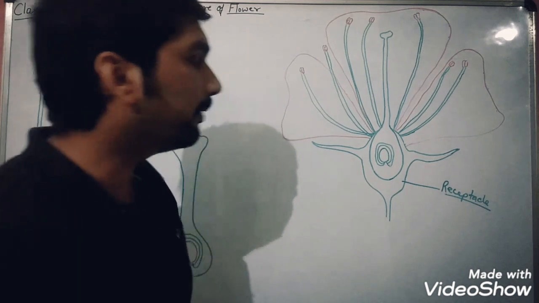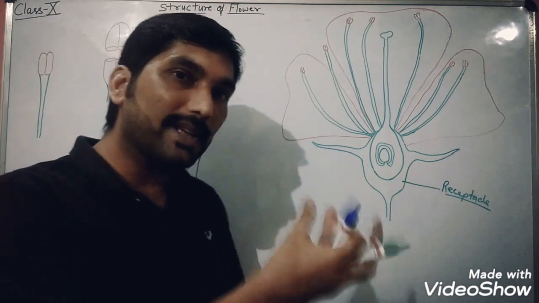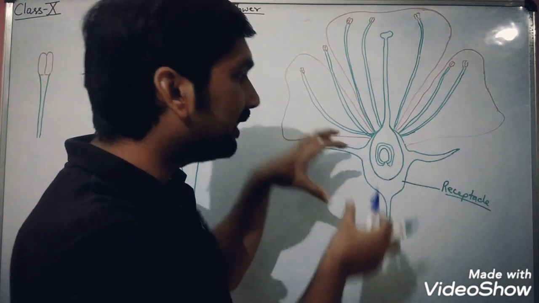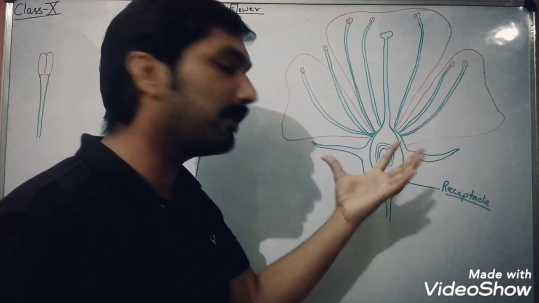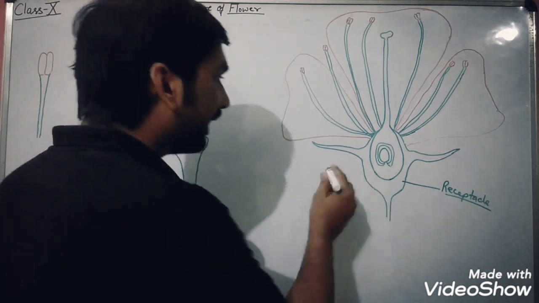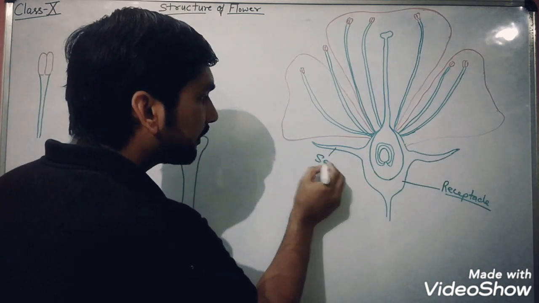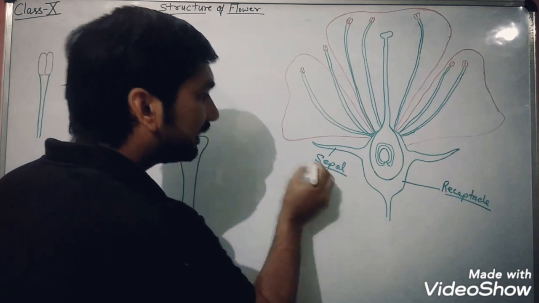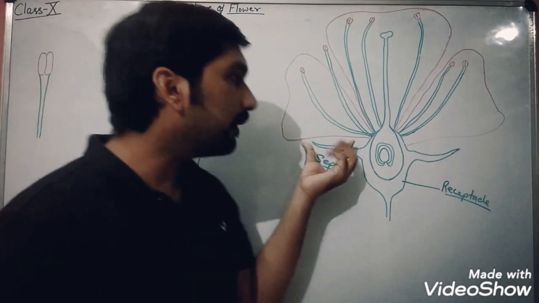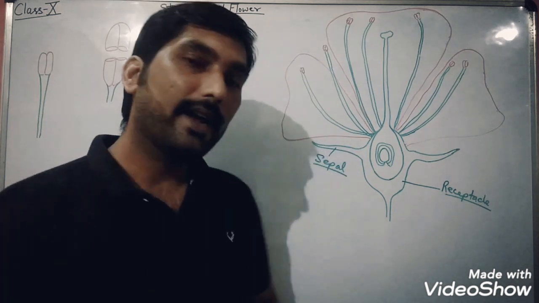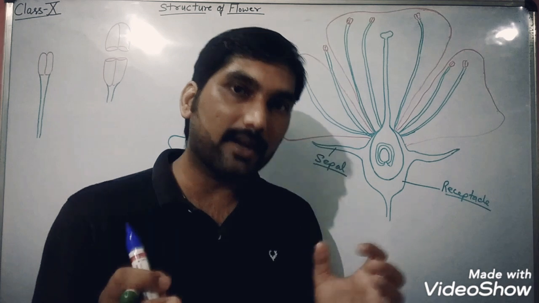So it is the part of the flower that is going to provide the base for all the other parts of the flower, and they are attached to this main structure that is known as receptacle. Now after this we can see the green colored part that are known as sepal.